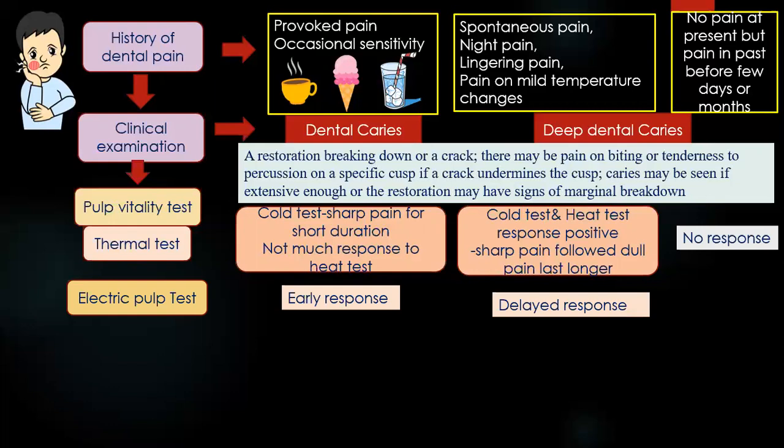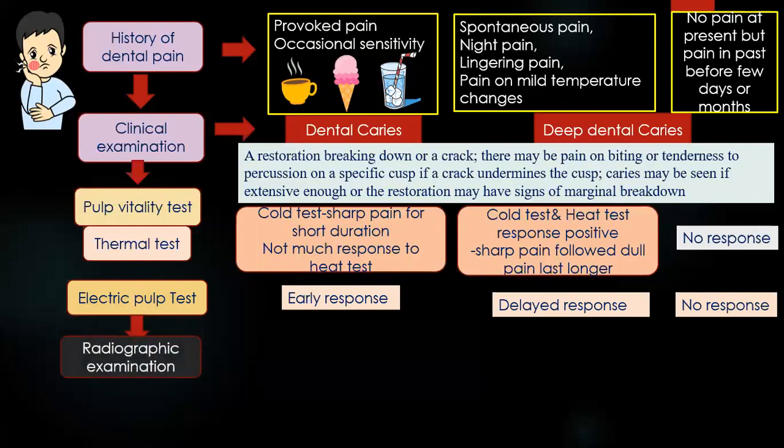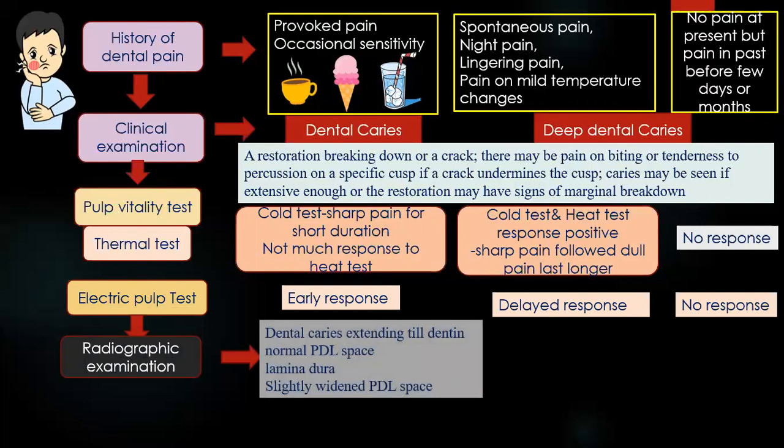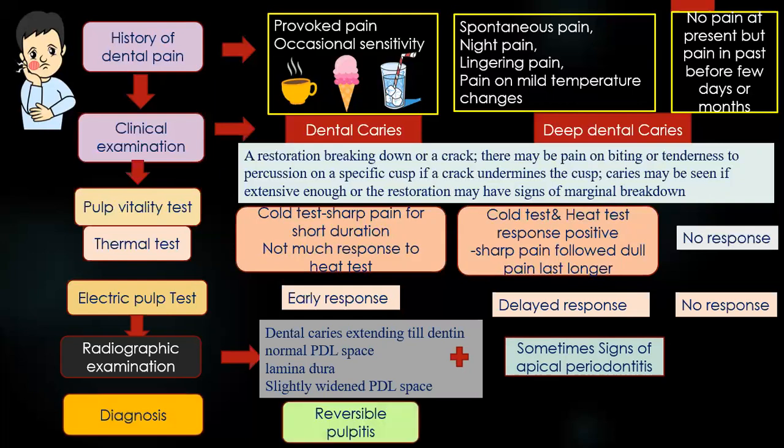And if it is having a delayed response on the electrical pulp test, based on clinical examination, the diagnosis is irreversible pulpitis. And if it is having no response, then this gives us a diagnosis that the pulp has undergone pulpal necrosis. Next, we will go for radiographic examination. As we have seen that it would be extending till dentine, or we have normal PDL space and everything, then our diagnosis is reversible pulpitis.